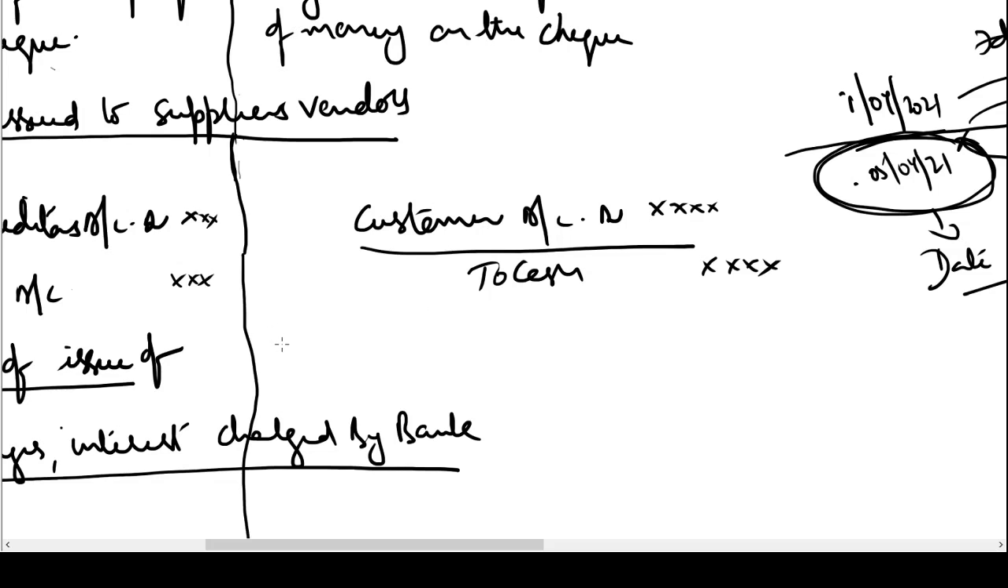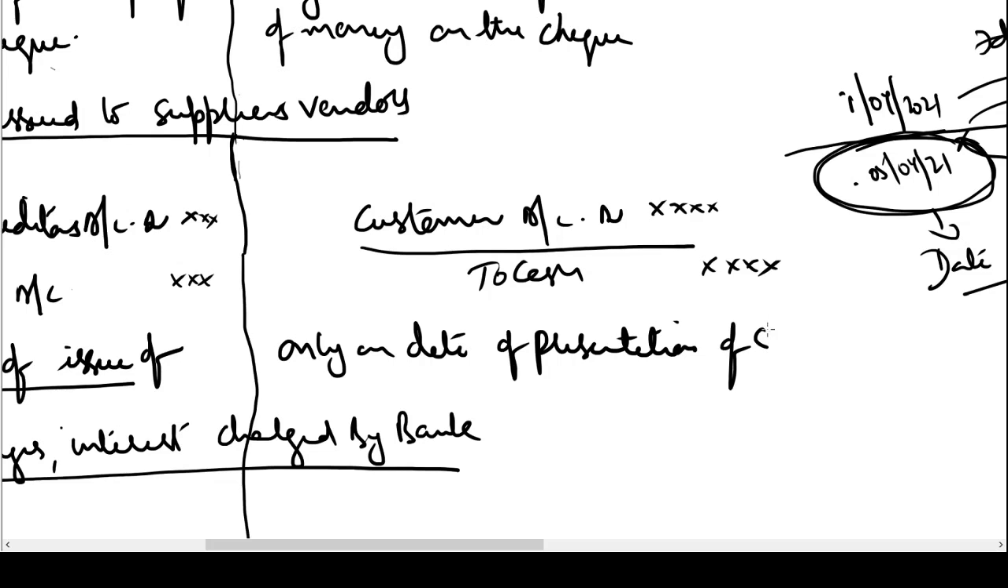When will the bank pass the entry? The bank will pass the entry only on the date of presentation of the check. So when the supplier goes to the bank, or whenever the check is presented to my bank, only then the bank will pass the entry, and the bank will pass this entry only when there is balance in my bank account. Let us suppose I have only 10,000 in my bank account and I issue 1 lakh check.